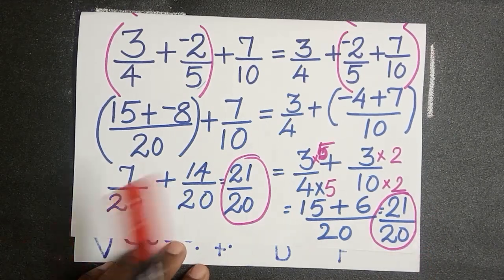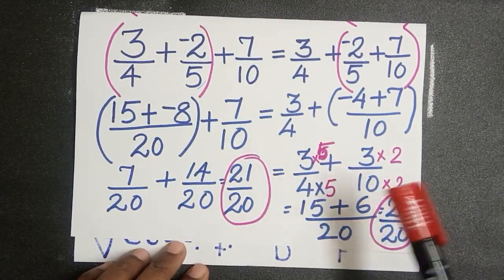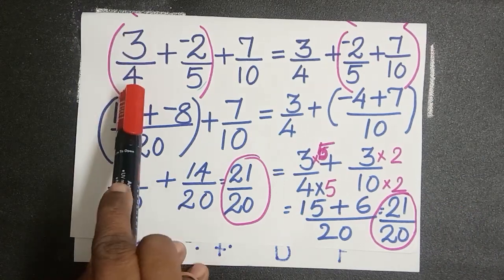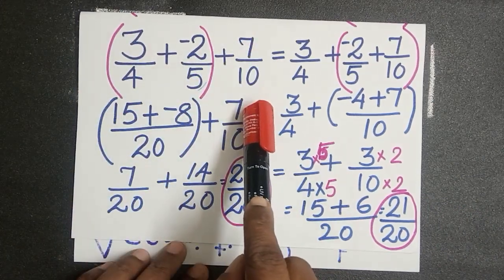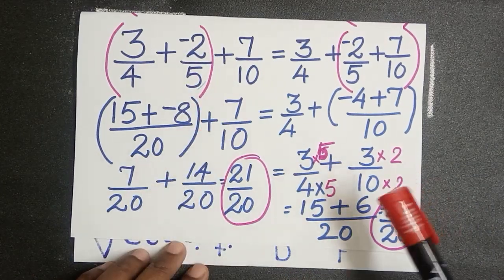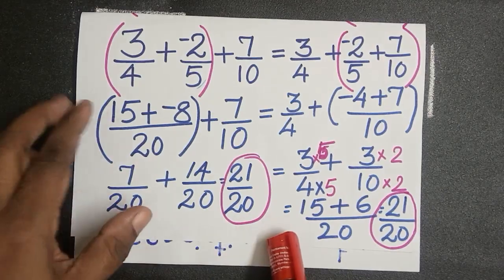Now if you want to add in any other order also, you can do it. You will get the same answer. For example, if you want to add 3 upon 4 and 7 upon 10 first, with that sum, if you want to add minus 2 upon 5, you can do that even. But the answer will remain the same. That means the order doesn't affect the answer.